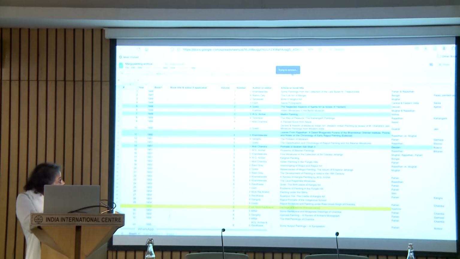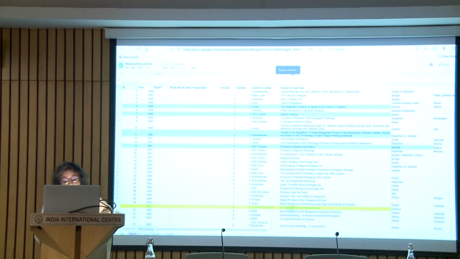In the case of Marg, and you're seeing this early archive listed on the screen, it also spoke to the magazine's stated mission to help construct and educate the nation about its rich cultural diversity. During the early 1950s, many of the debates were around the relationship between courtly Rajasthani painting and imperial Mughal painting.